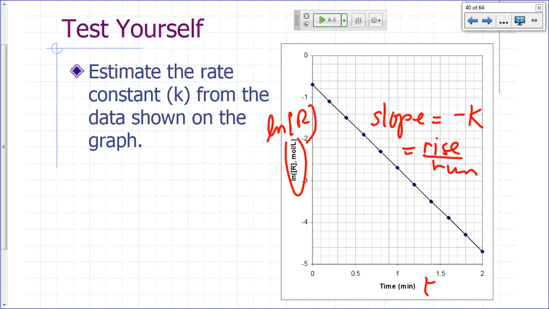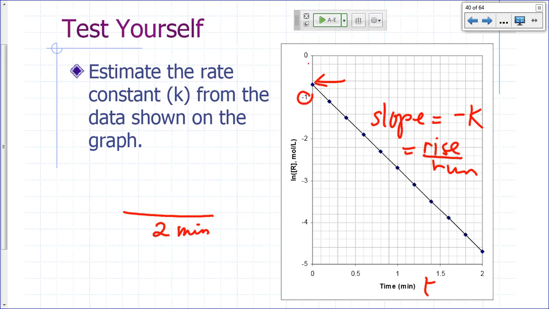Let's look at our numbers here. By how much did it drop as you go from 0 to 2? So our run is 2 minutes. It went from, what's that number right there? That's negative 1, so negative 0.2, 0.4, 0.6, 0.8. So that's about negative 0.7.